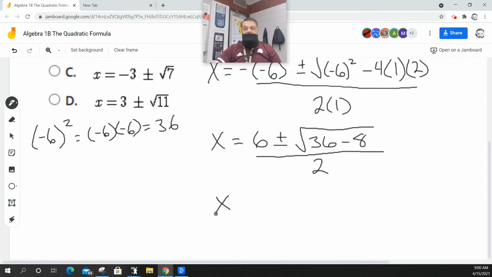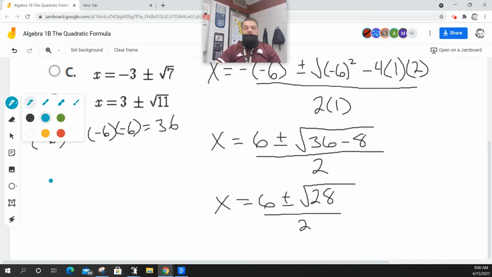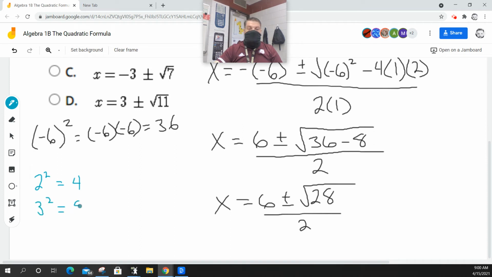So then in the next line, I'm just going to say 6 plus or minus the square root of 36 minus 8 is 28, right? All over 2. Now, I want to reduce that. To reduce a radical, I think in my head 2 squared equals 4, 3 squared equals 9, 4 squared equals 16. Now, I don't need to go any further because I think 4 times 7 equals 28. Well, I know that it does.